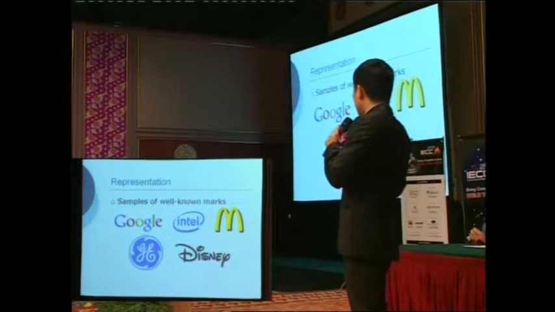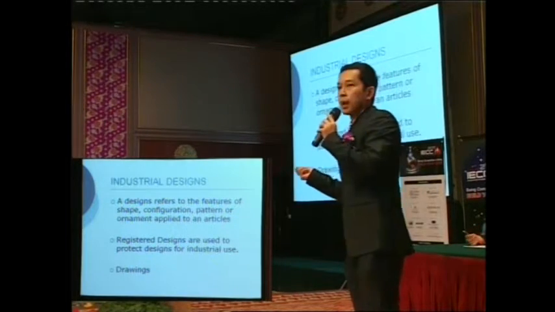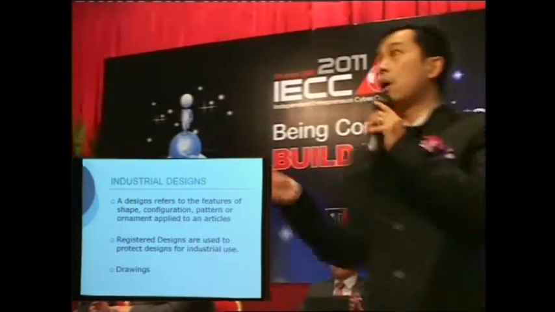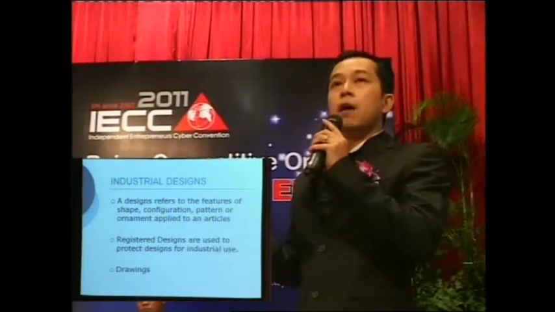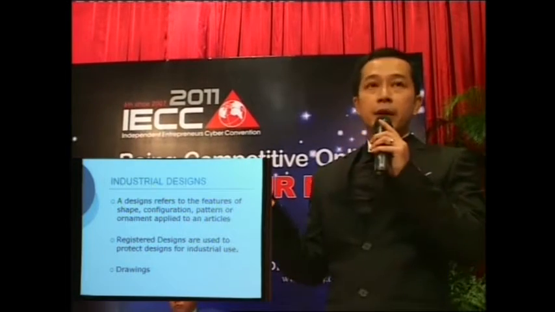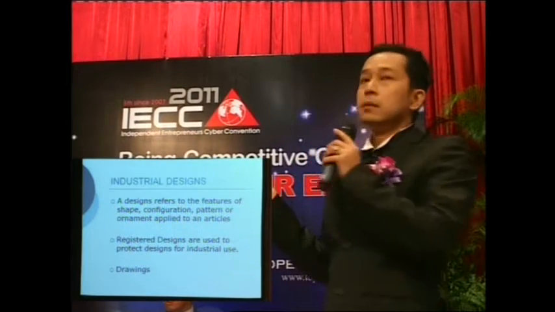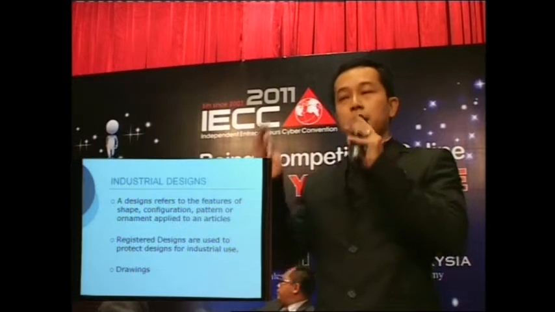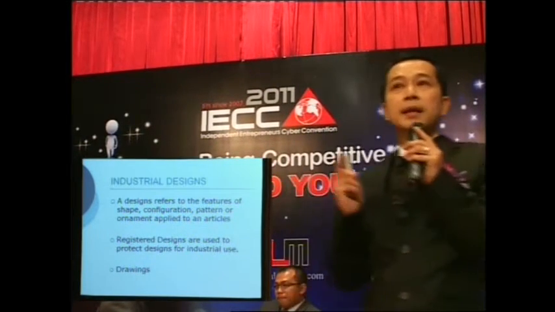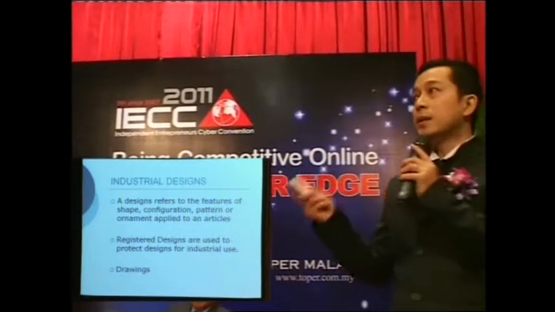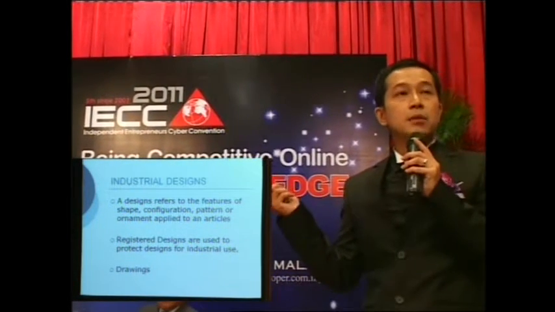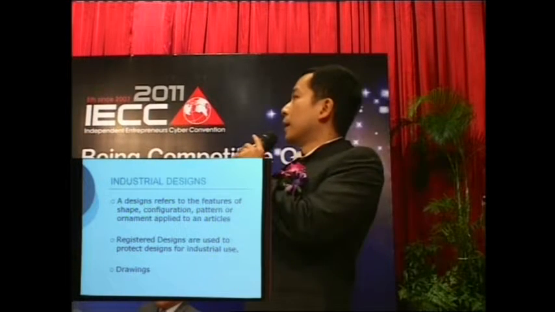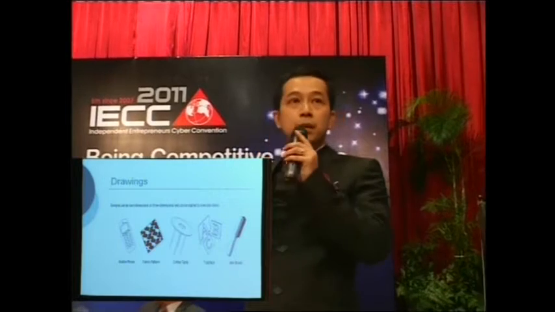Next is industrial design. What is industrial design? Industrial design covers the outfit of an article, the configurations. But in order to qualify for an industrial design, the outfit of your article must be new and yet to be disclosed in the market. Once it has been disclosed in the market, it has already lost its novelty and cannot be protected anymore. And this is a sample of an industrial design.